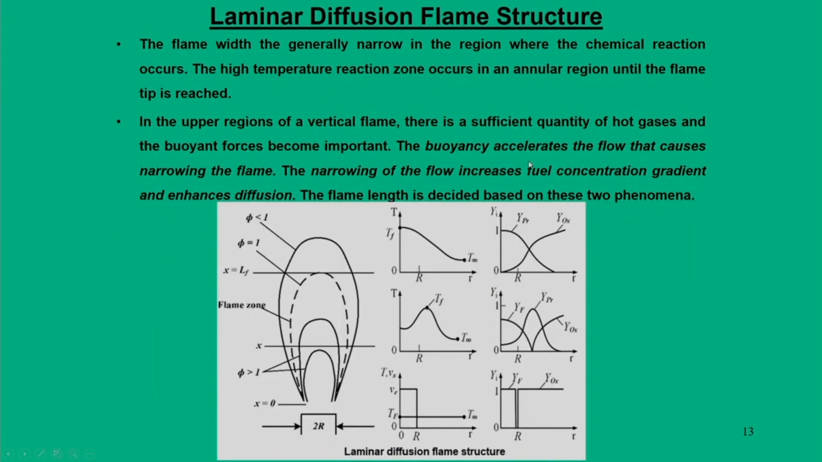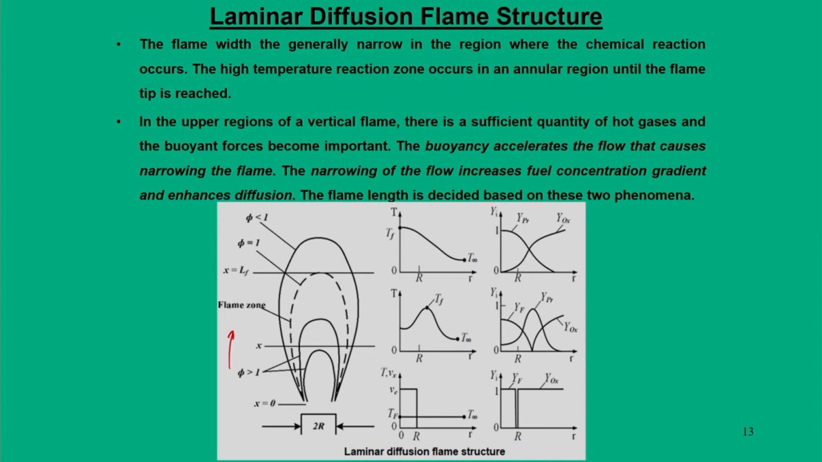Now, while talking about flame length, we will also have flame width. There are two phenomena that take place here. We talked about flame length, so let us talk about flame width. Flame width means that if you go along the length of the flame, we will find the effect of buoyancy. Buoyancy accelerates the flow, which causes the flow to narrow. So, when the fuel gets pushed up towards the air, the flame tries to be narrow.